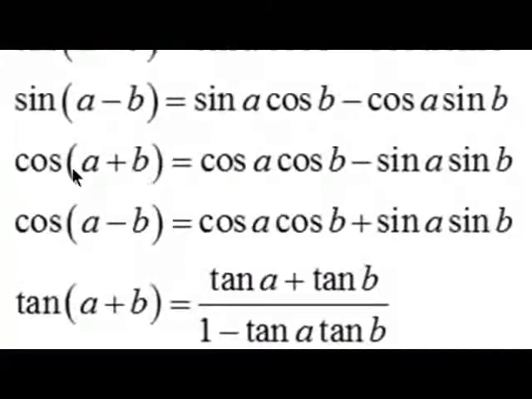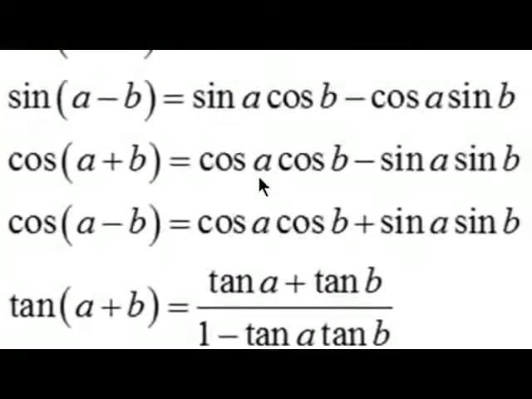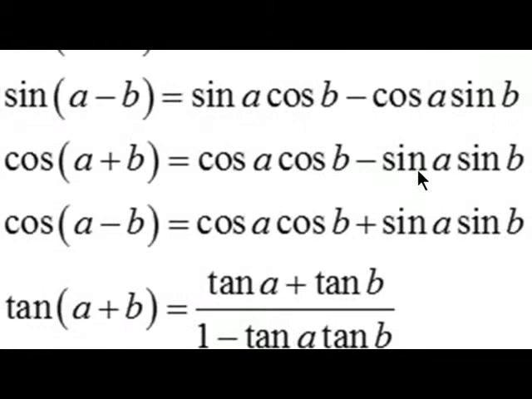And then the formula for cosine A plus B equal to cosine A cosine B minus sine A sine B. If it is positive, this is negative. And also cosine A minus B equal to cosine A cosine B plus sine A sine B. If it is negative, this is positive.